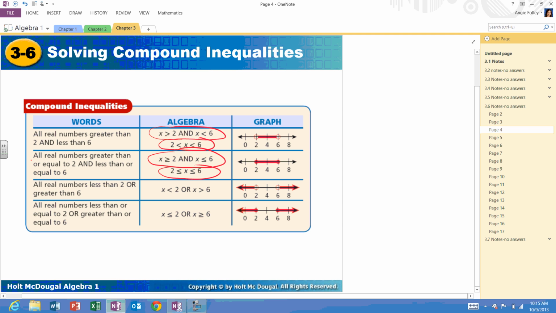Here's another one. They're two different inequalities, but they combine them together to make a new one. A way of reading this is all the real numbers greater than or equal to 2 and less than or equal to 6. When we do the or, we can't combine them. We just keep them as two separate inequalities. So for example, all the real numbers less than 2 or greater than 6. And then finally this last one, all the real numbers less than or equal to 2 or greater than or equal to 6. They like to use all real numbers versus saying the variable.